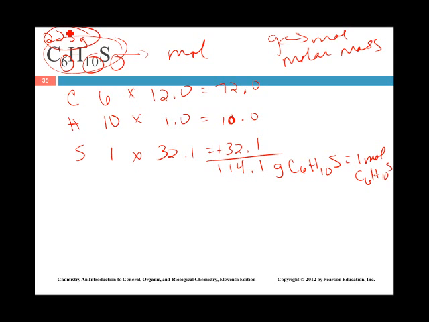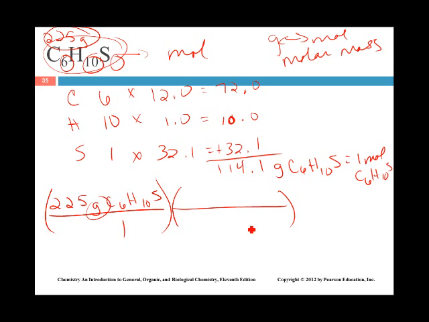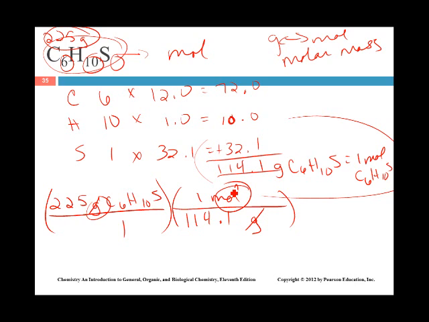So we're going to take this 225 grams of it. We're going to put that over 1, because that's going to be our starting number. We have grams on top, which means we want to put grams on the bottom. We're left on our conversion factor, and we're going to find that it's 114.1. That is equal to 1 mole. Grams cancel, and we're left over with moles. So 225 divided by 114.1. And that comes out to be 1.97 moles. Notice that there were 3 significant figures here, and 3 significant figures there.